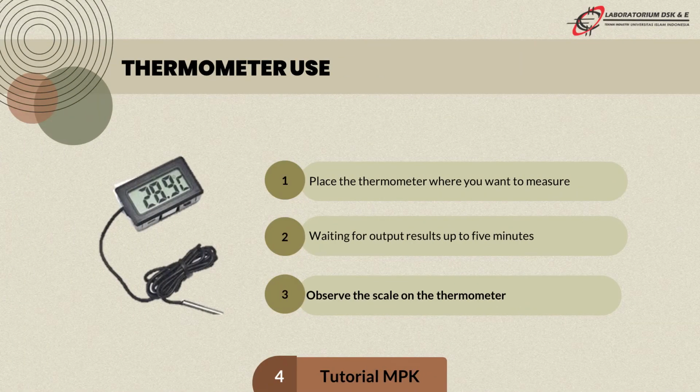Okay, I know that all of you know how to use the thermometer yet. So the steps are: first, place the thermometer in the place that you want to measure, and then wait for the output results for up to 5 minutes. For the last, observe the scale on the thermometer.